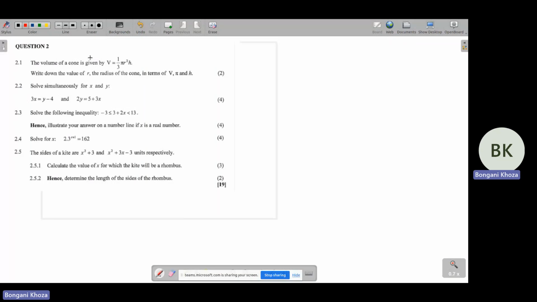We are told that the volume of a cone is given by this equation. So we're having V equals 1 over 3 pi r squared h, like that. This is the formula for the volume of the cone. They're not expecting you to know that or memorize that. So this is what you have.